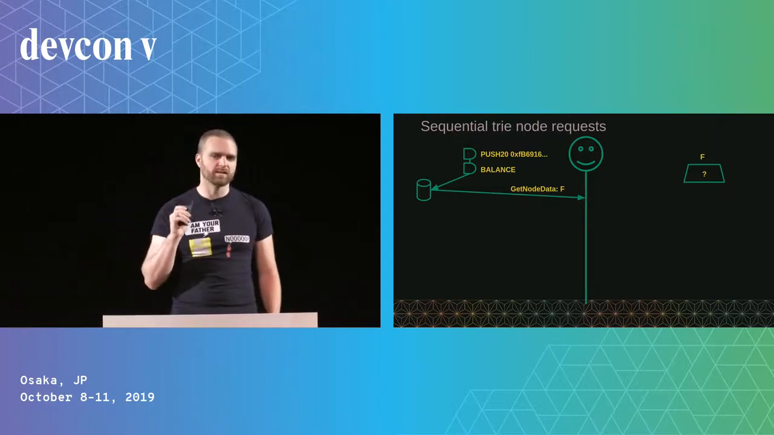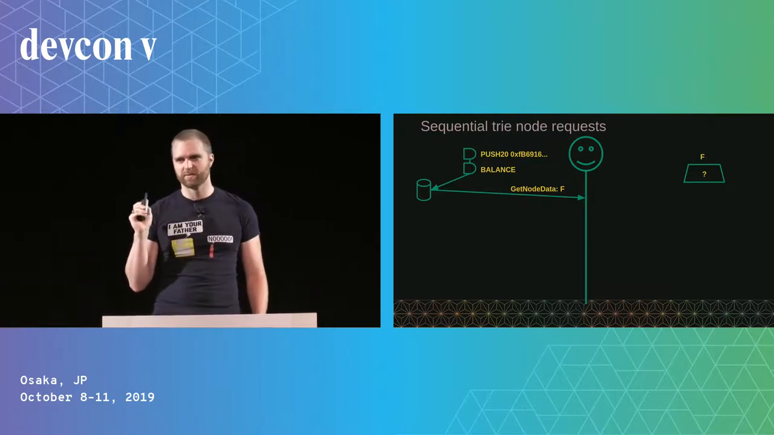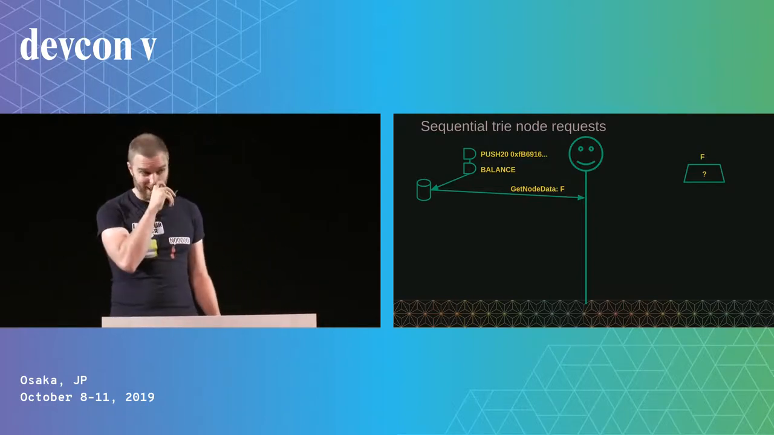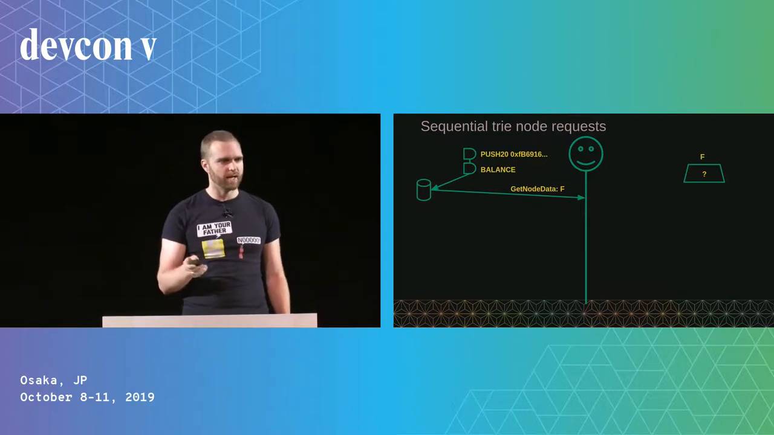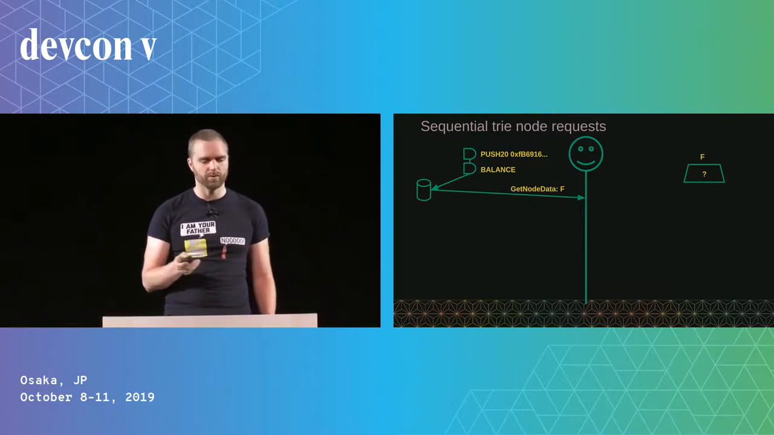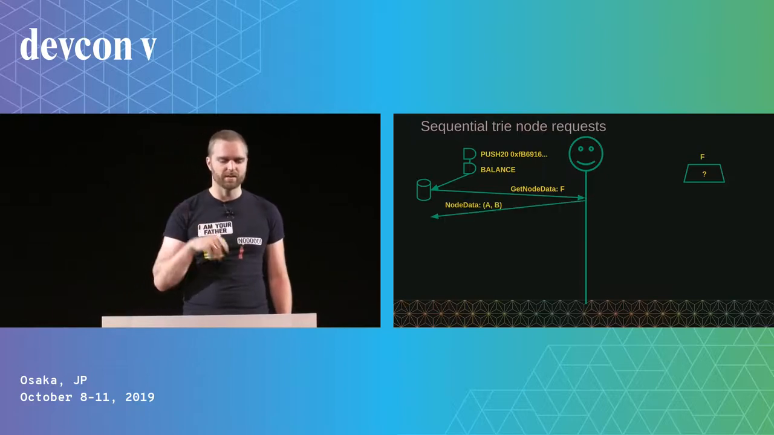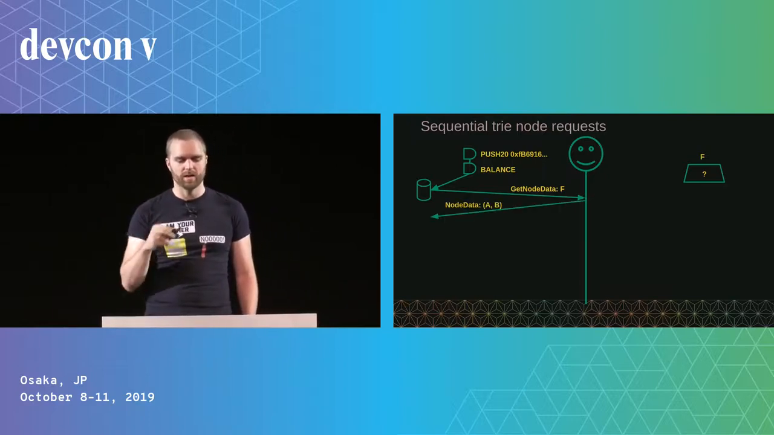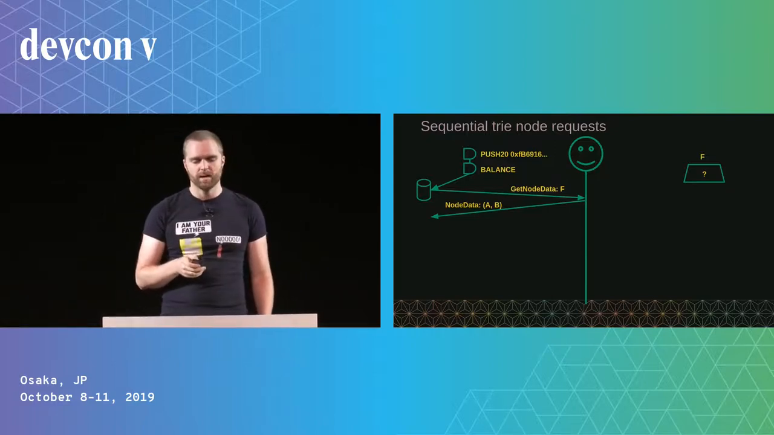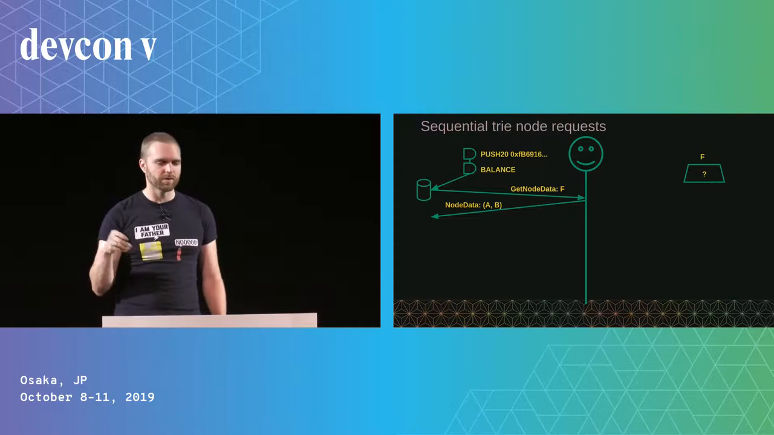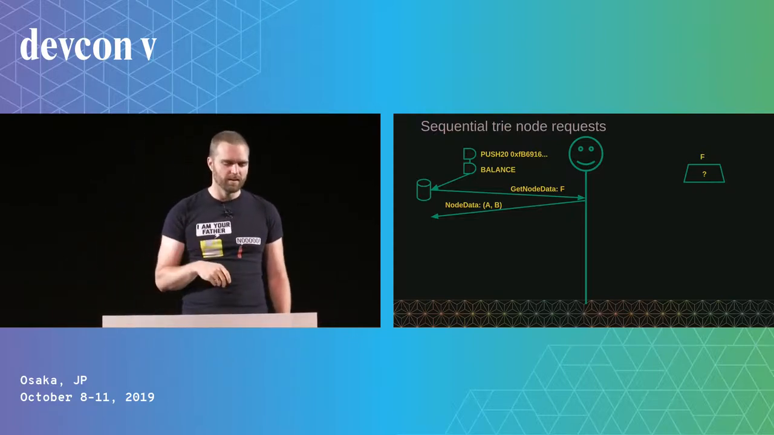This command is the exact same command that FastSync uses, right? So we're piggybacking on this. We don't require any new network protocols to make Beam Sync happen. So we say, peer, can you give us F? And they say, sure. The node F has children A and B. So what does that mean? It means that the hashes of the children of node F are A and B.